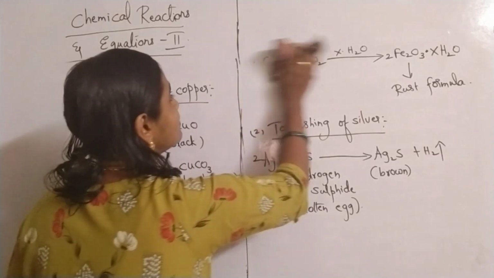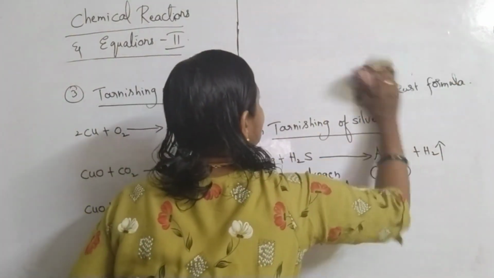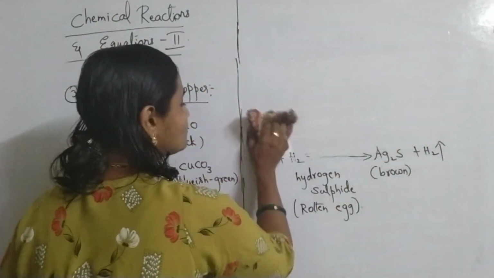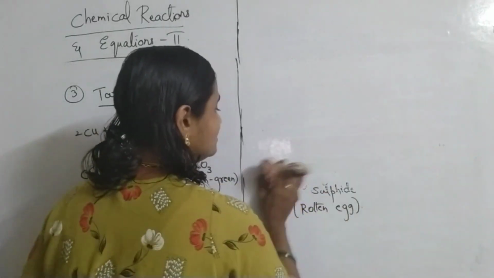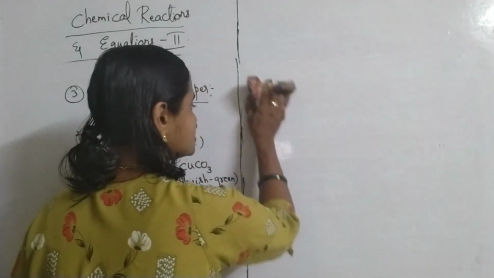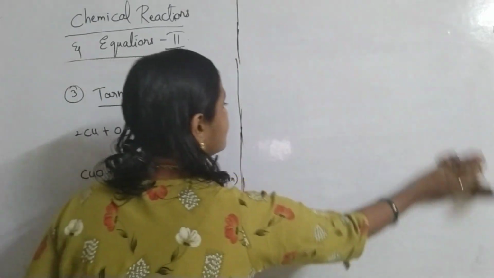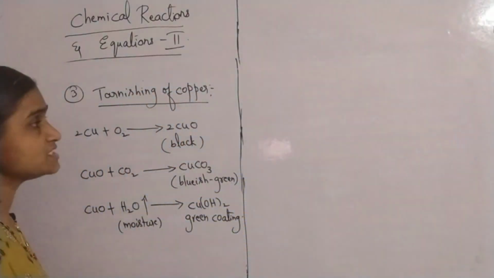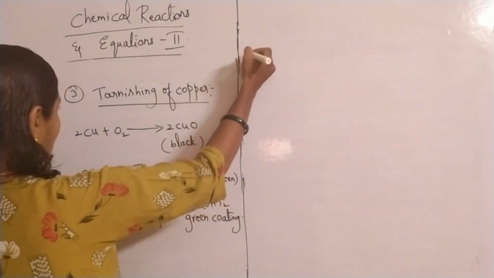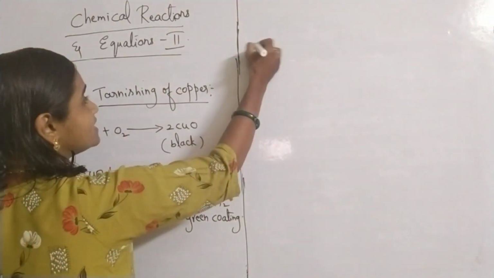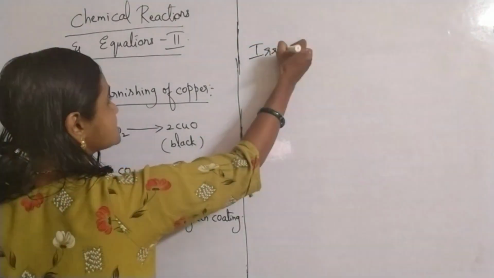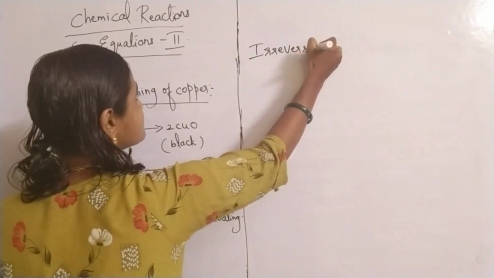Then we go for certain other types of reactions, like reversible and irreversible reactions. Once look at this area also, irreversible and reversible reactions.